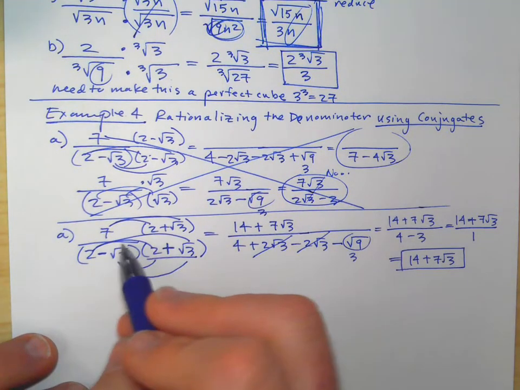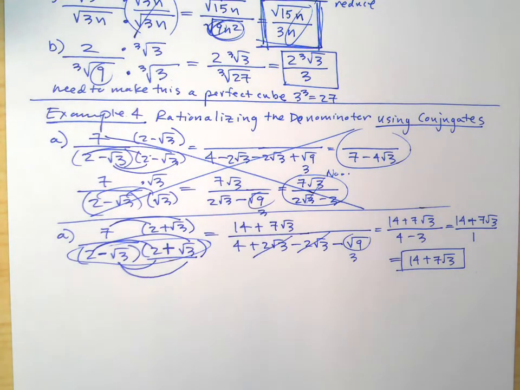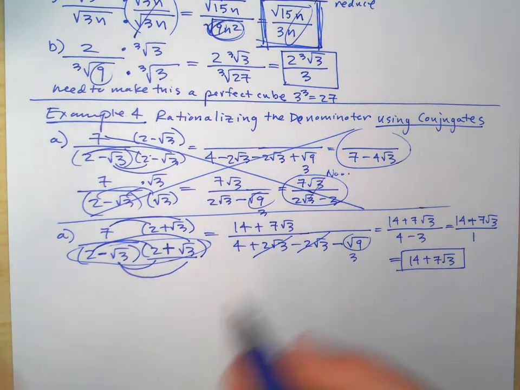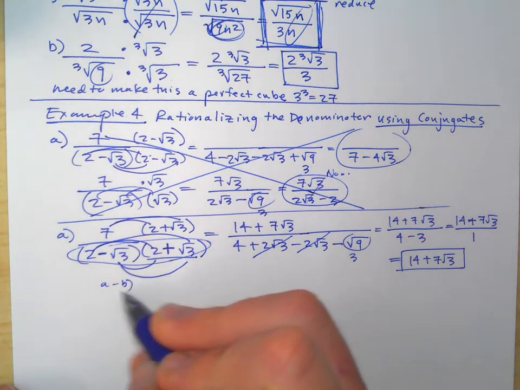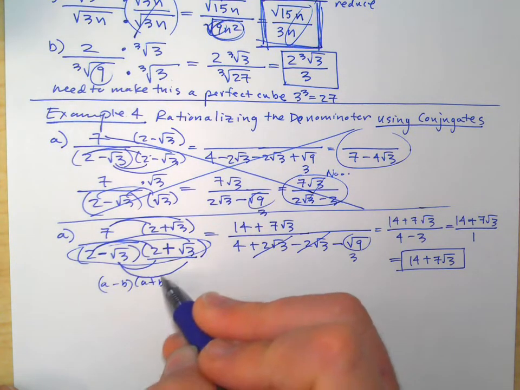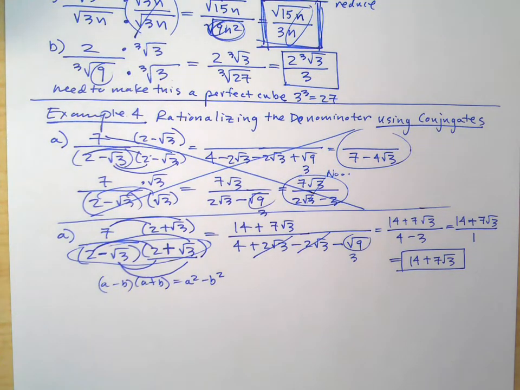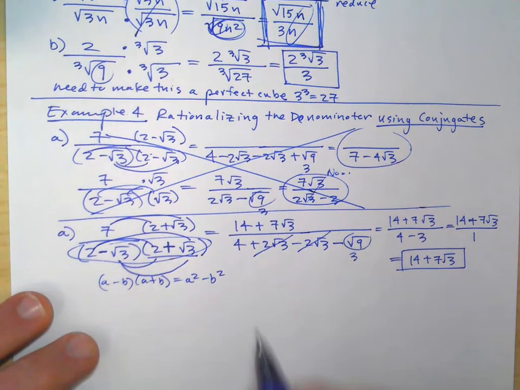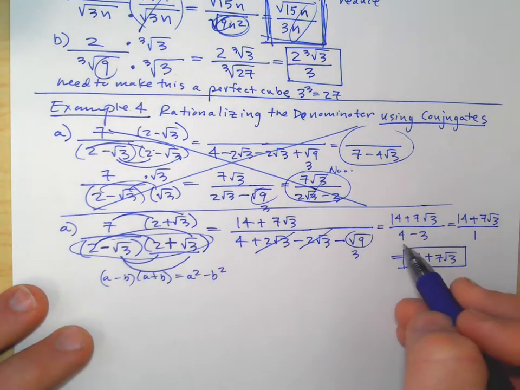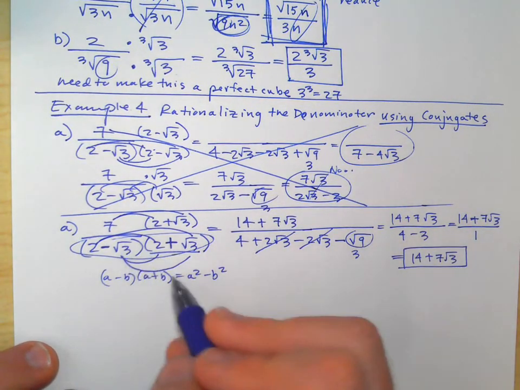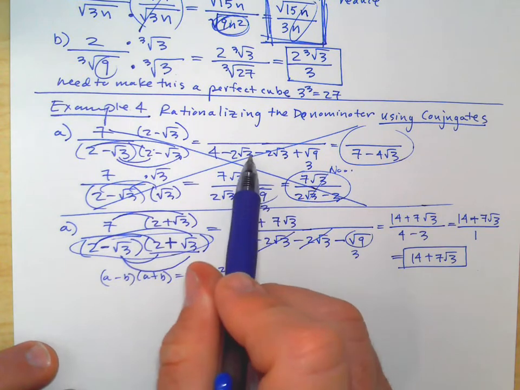We're using this pattern from before, the sum and difference pattern. This is like a minus b times a plus b is a squared minus b squared. That was a shortcut. We call it difference of squares. So we're using that to our advantage to get those extra middle terms that you would get here to go away.